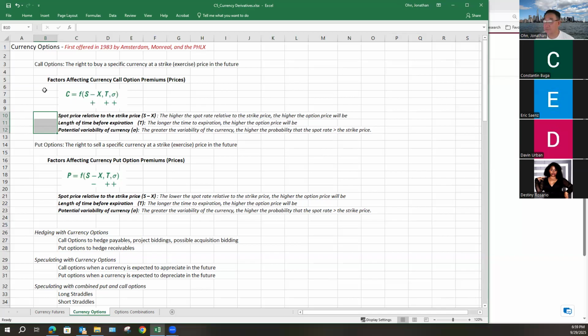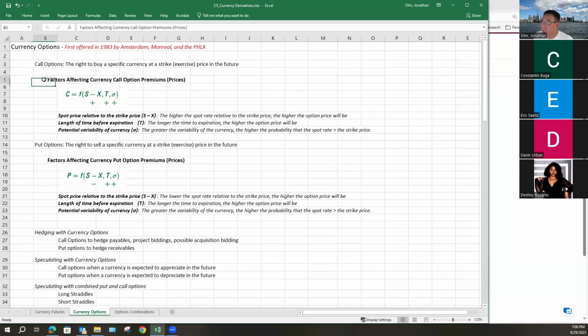So spot price relative to the strike price: the higher the spot rate relative to the strike price, the higher the option price will be. For length of time before expiration, the longer the time to expiration, the higher the option price will be. And then potential variability of currency: the greater the variability of the currency, the higher the probability that the spot rate is greater than the strike price.